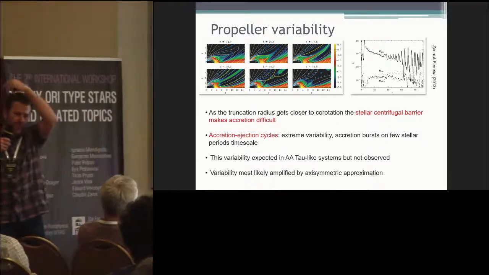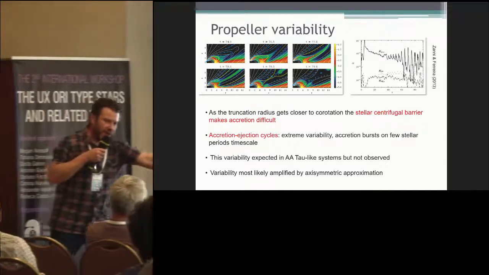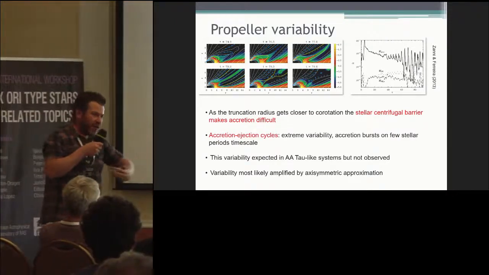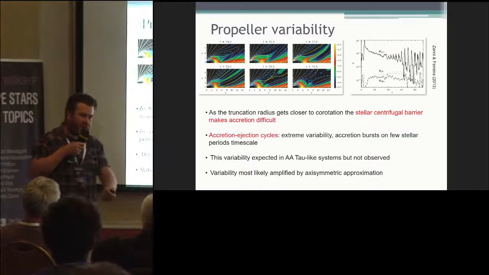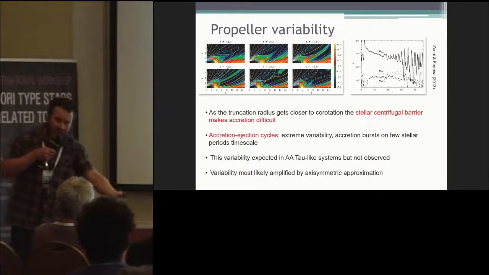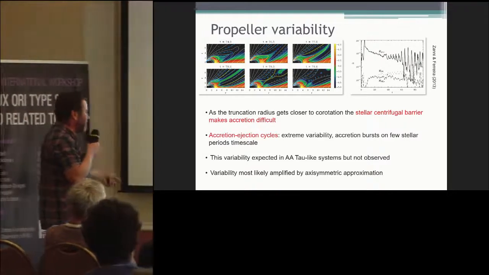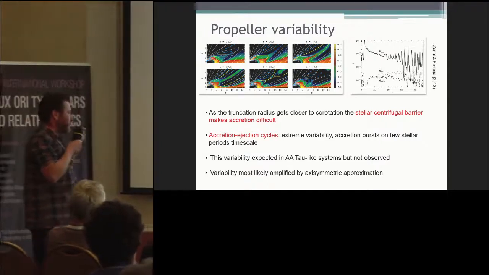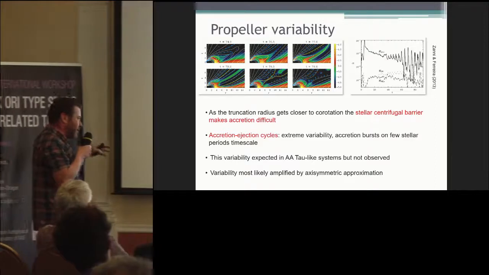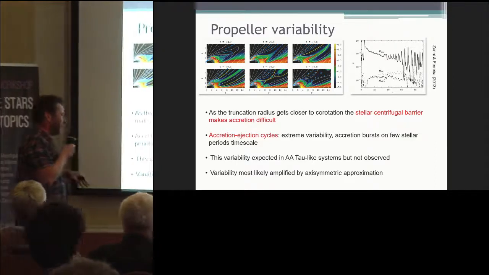Sometimes you have these strong magnetospheric ejections that push matter in, but then when the matter accretes, the magnetospheric ejection goes down, so the disk is pushed back. And this system starts to form these accretion-ejection cycles. So this is characterized by an extreme variability.